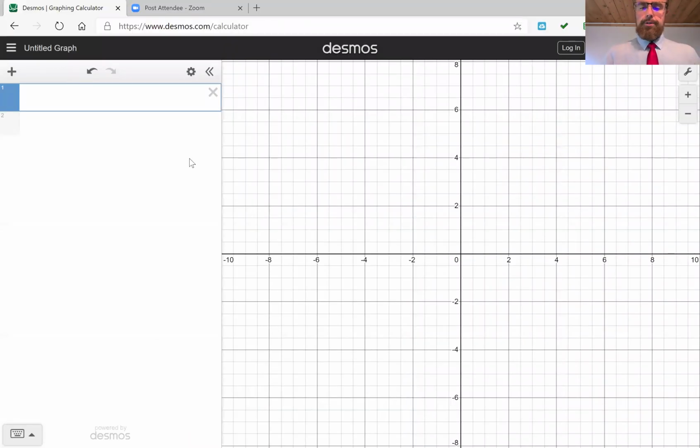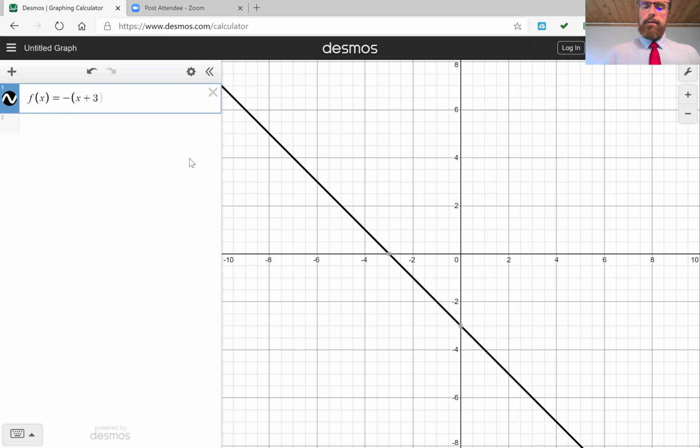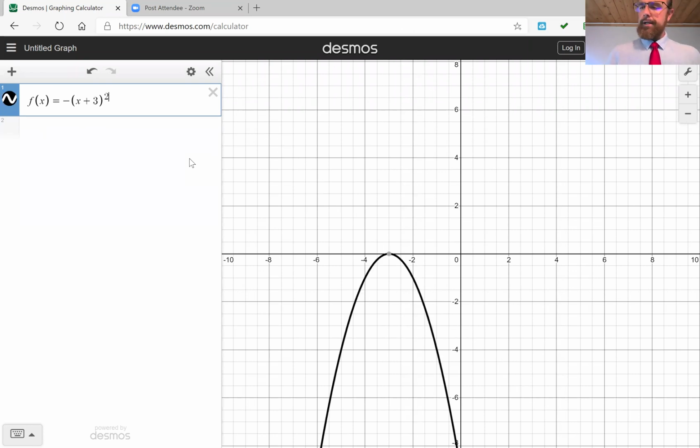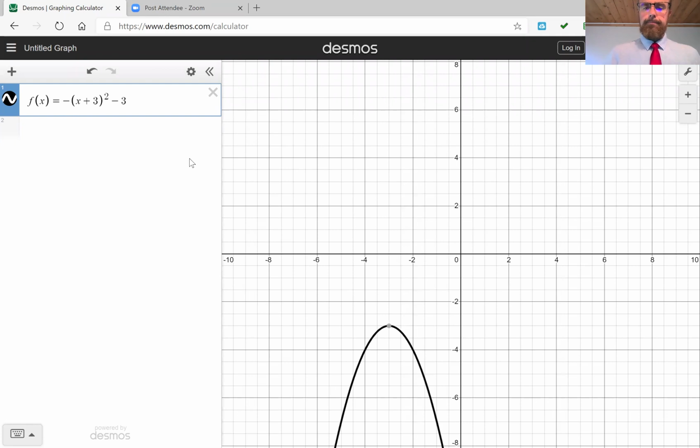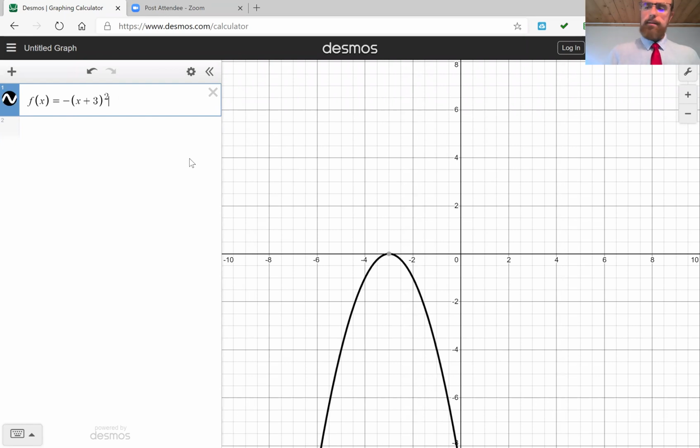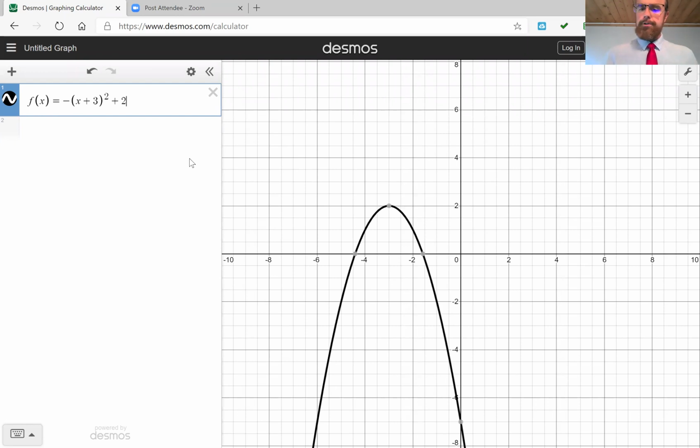So we'll put in the original first. F of x equals, there's the negative out front, open parentheses x plus 3, close parentheses, and we're going to square that, and then minus 3. I'm getting my functions confused. Let me back up. Plus 2. There we go. So there's the original. So we can see it's a parabola that opens towards negative infinity. It's a downward opening parabola.